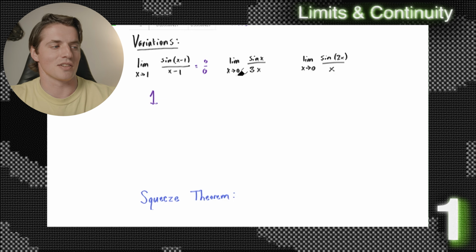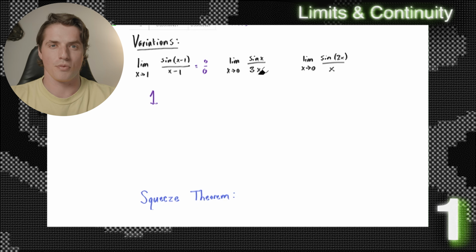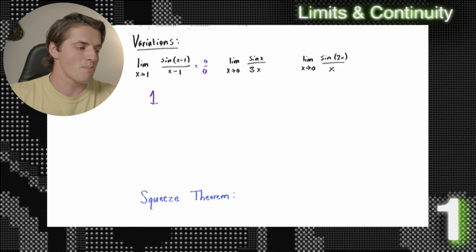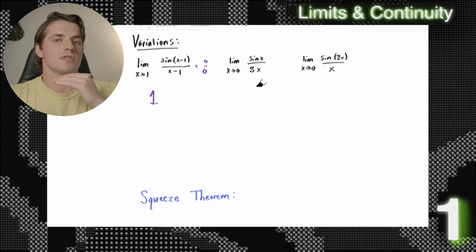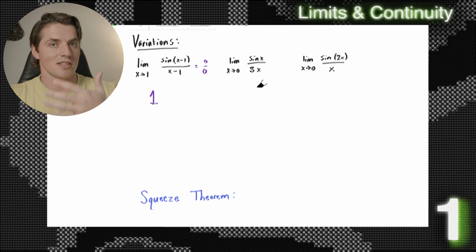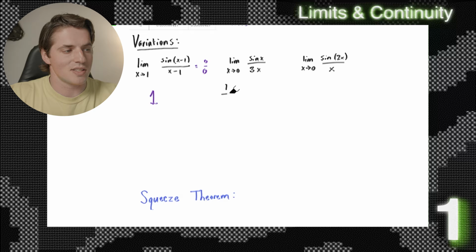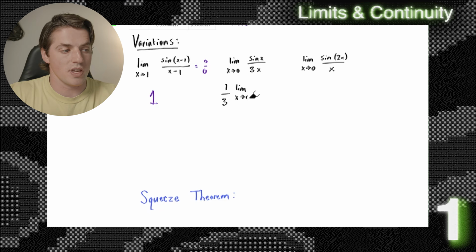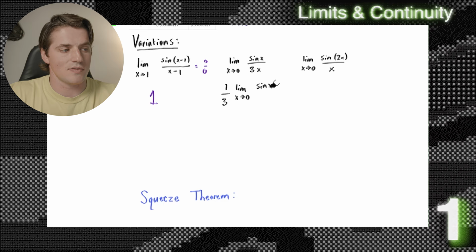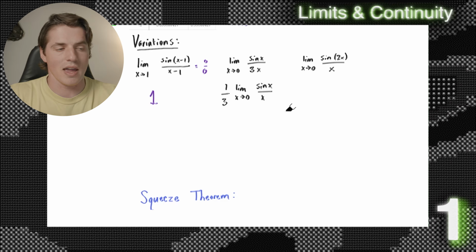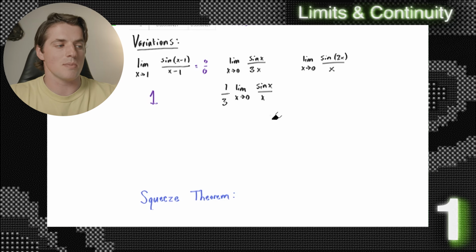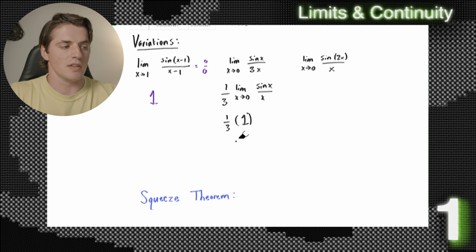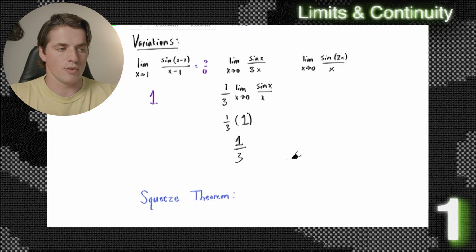Next, we have the limit as x goes to 0 of sine x over 3x. This is a slightly different limit, but because we can use the property of the constant times a function, we can take out the 1/3. We take out the 3 as a 1/3, and so that leaves us with sine x over x. We know this limit is 1, so 1/3 times 1 leaves us with 1/3.